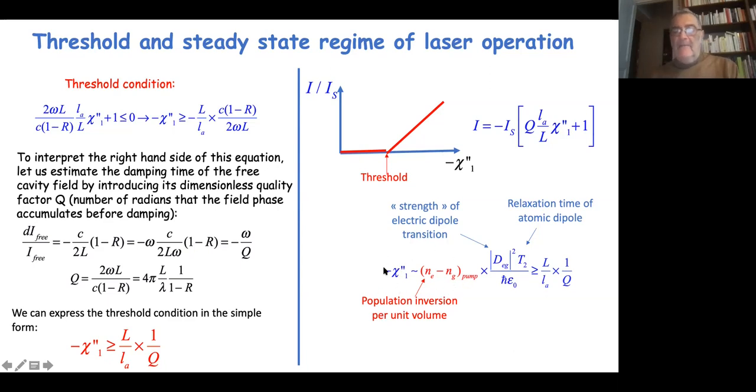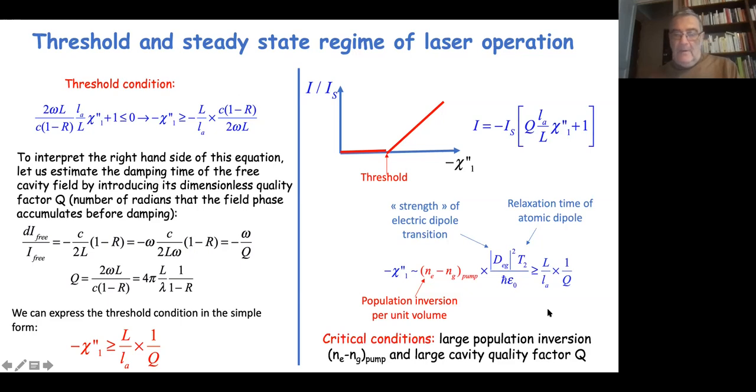And here I have just given orders of magnitude. You see that what you need to have is a linear amplification, which is of the order of the difference of population between the excited and the ground state, that is population inversion, times the square of the dipole, and this has to be larger than 1 over Q times L over L_A. And when you look at the orders of magnitude, you find again that you need billions of atoms in the cavity to reach the condition for the gain to be over the losses.